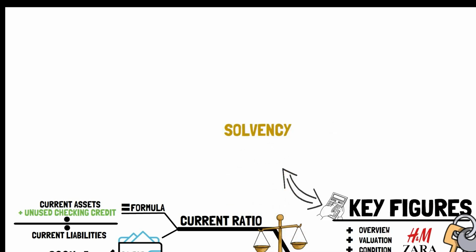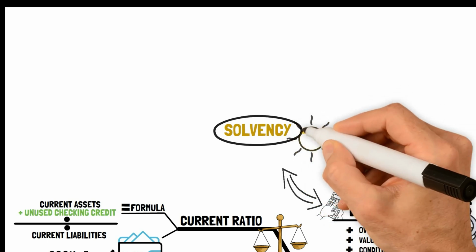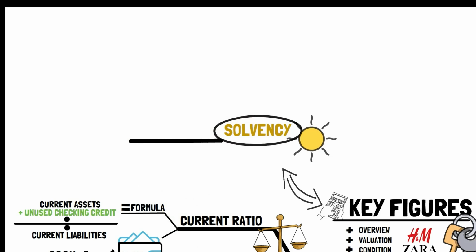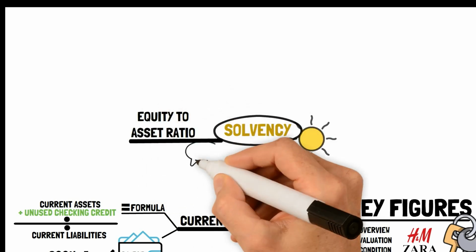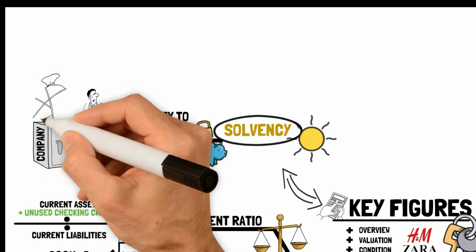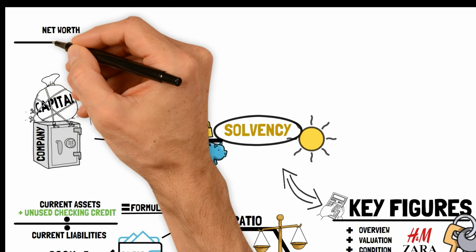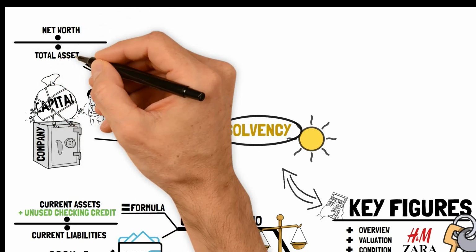Solvency. The financial strength within the business. The ratio between total and equity capital. Equity to asset ratio. This shows how much of the total capital in the business is made up of equity. It's equal to net worth divided by total assets.